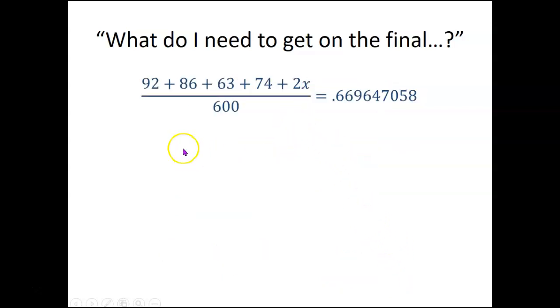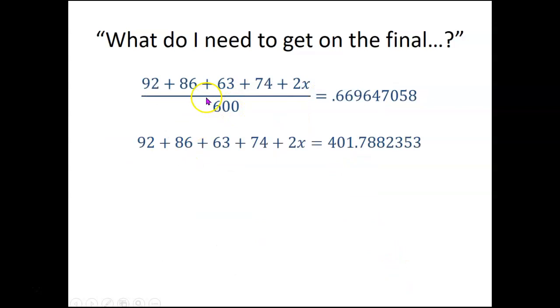So there's where I am now. Now what I can do is get rid of the divided by 600 part, undo that, by multiplying by 600 on both sides. Then I can add these constants together. Add together the 92, 86, 63, 74. That adds up to 317.